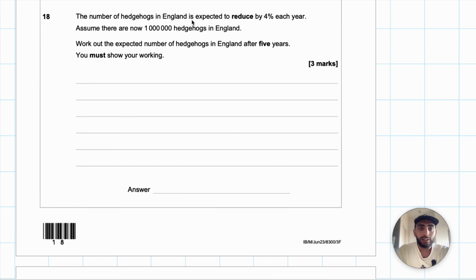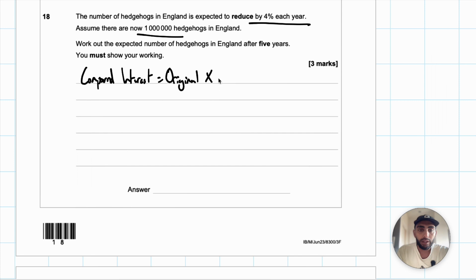The number of hedgehogs in England is expected to reduce by 4% each year. Assume there are now 1 million hedgehogs in England. Work out the expected number of hedgehogs in England after 5 years. Show your working. The formula we're using here, because it's a repeated change, is the compound interest formula. That is the original number multiplied by the decimal multiplier, raised to the power of the amount of repetitions. How many times is it repeating?